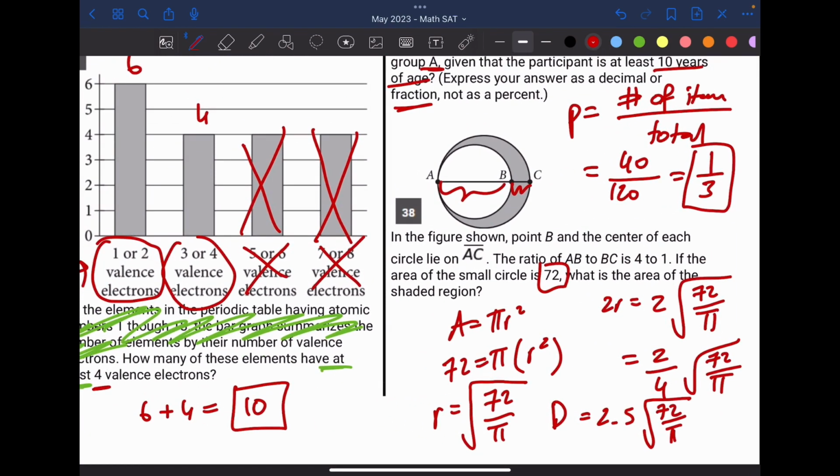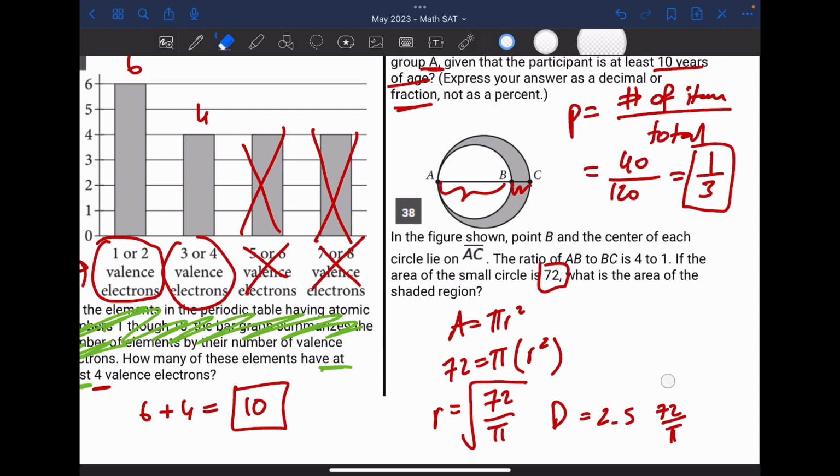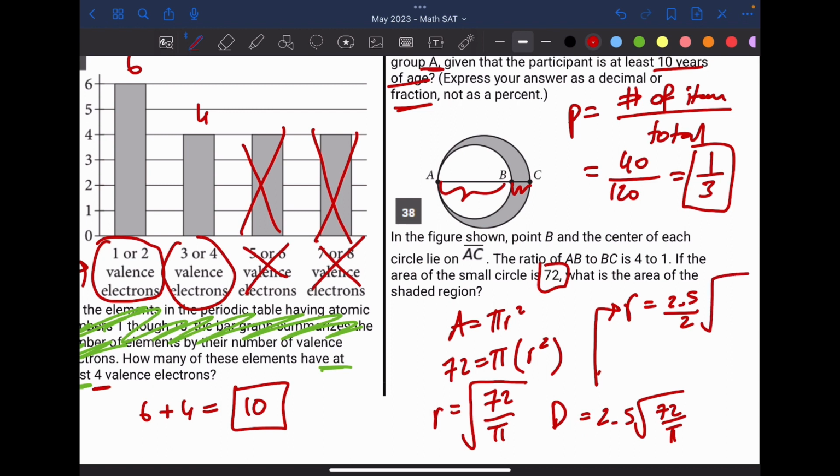I'm going to write it over here. I'm going to erase some of this because we don't need it anymore. So this would be that. But yeah, so the diameter of the big circle is 2.5 times the square root of 72 over pi. So the radius of the big circle is going to be 2.5 over 2 times the square root of 72 over pi, because that's the radius. Just divide the diameter by 2. And now from here, you want to find the area of the big circle, because we want to find the area of the shaded region. Once again, big circle minus small circle.